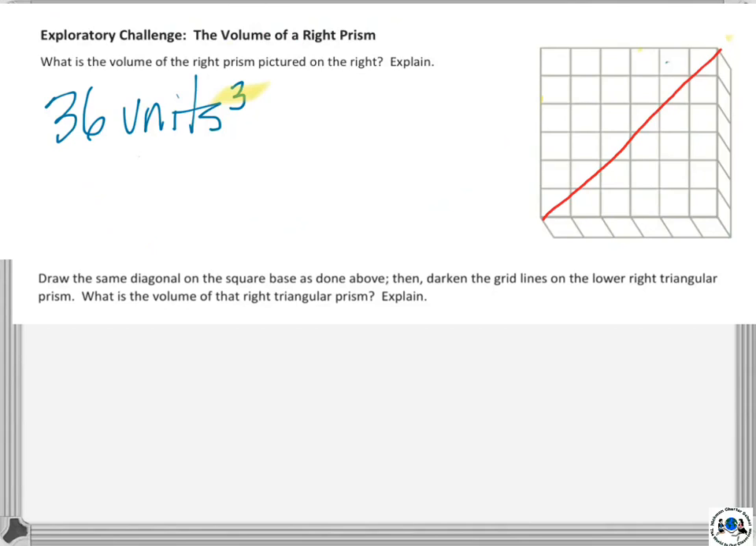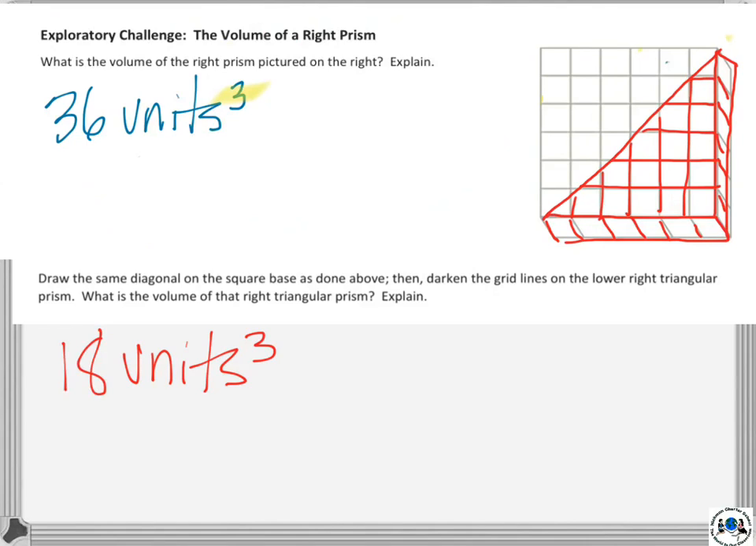But then if we cut this thing in half, just like that, all right, very similar to what we did before, but we were in 2 dimensions then. Now we are in 3 dimensions. All right, and then we have 18 cubic units, which you probably guessed, but how do we get that?